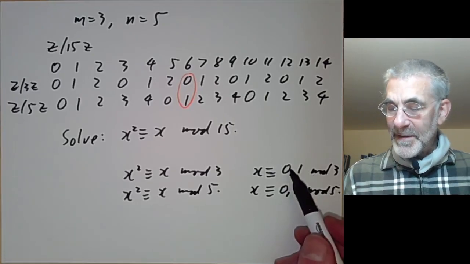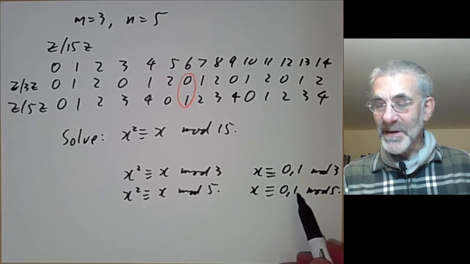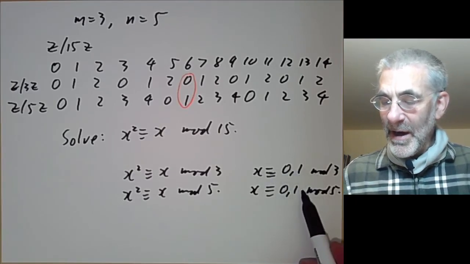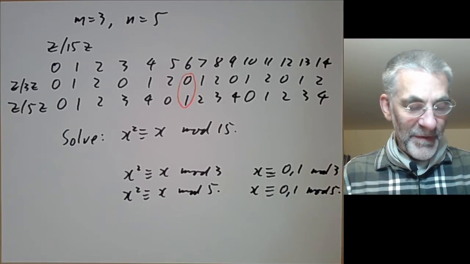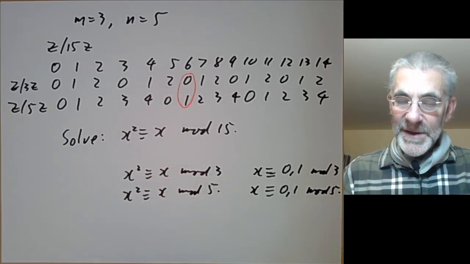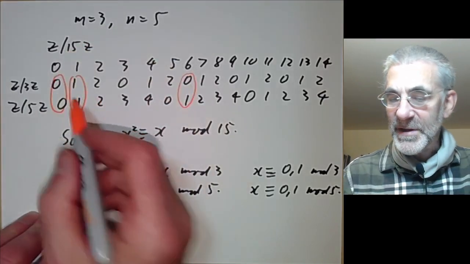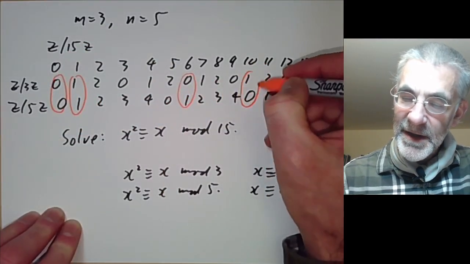However, the 0 or 1 here doesn't have to be the same as the 0 or 1 there. All this says is that x must be 0 or 1 mod 3 and it must also be 0 or 1 mod 5. And if we look in this column, we see that there are four solutions to that. They're the two obvious solutions, but there are two slightly less obvious solutions.